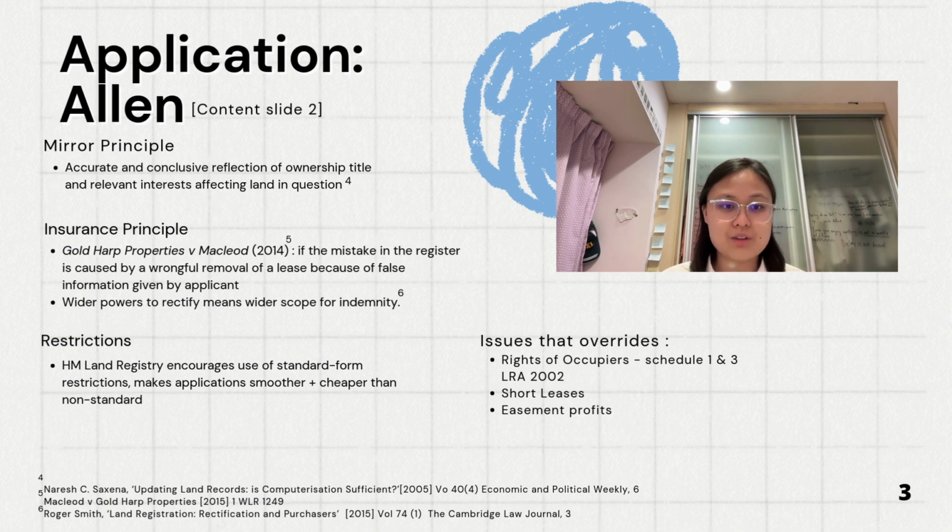Restrictions or limitations vary from specific events to periods to placing limited power over the land on others. So if there is another person's consent that needs to be obtained for a registered title, it will be set up and registered in the proprietorship register. So HM Land Registry encourages use of standard form restrictions, which makes application processes smoother and cheaper than if a non-standard restriction is applied for, thus also ensuring greater protection all around.